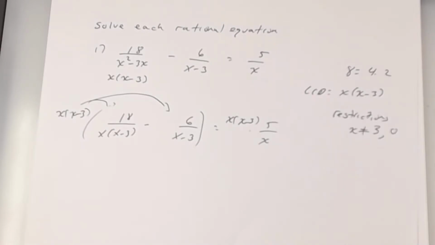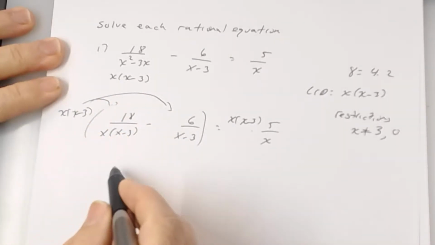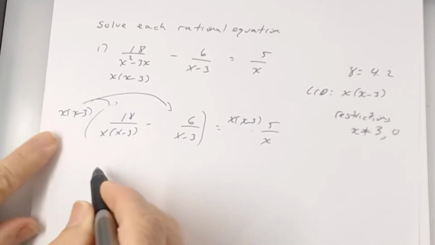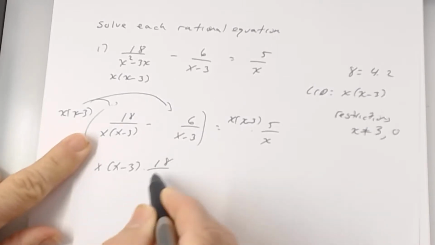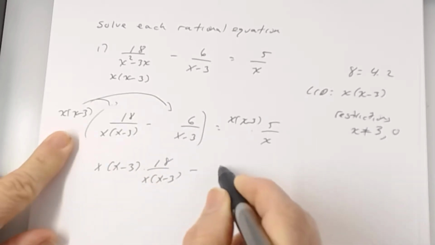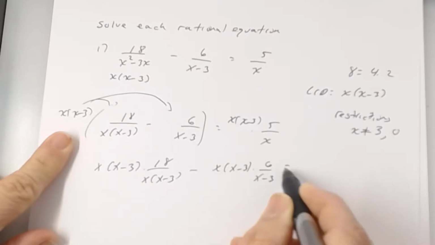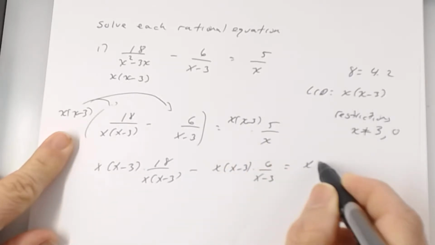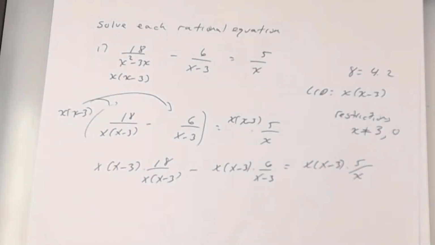So if you want to, you can go from this step here to this, and here's what you're going to write. You're going to say the LCD times the first fraction minus the LCD times the second fraction, and then the LCD times the other fraction. See what I did? Okay, so that was what step 4 says.